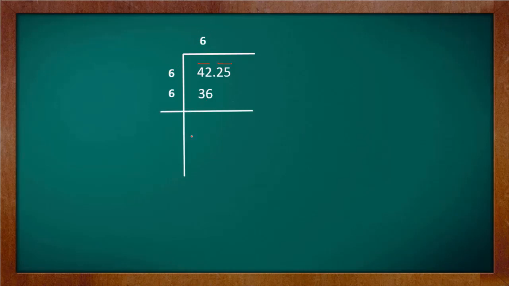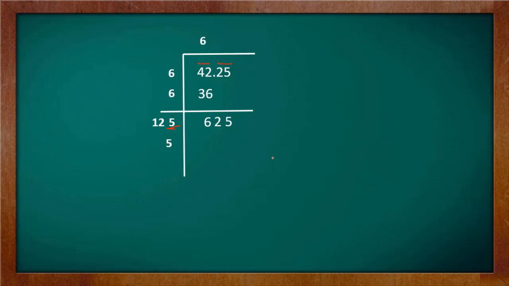Now draw a line. 6 plus 6, 12. Now 42 minus 36, you will get 6. Copy the next pair. So the new number is 625. And for here, again you have to think of a number. Okay. By looking at the number, it is clear there could be only one possibility, because at the end we are getting 5. So we will put 5 over here.